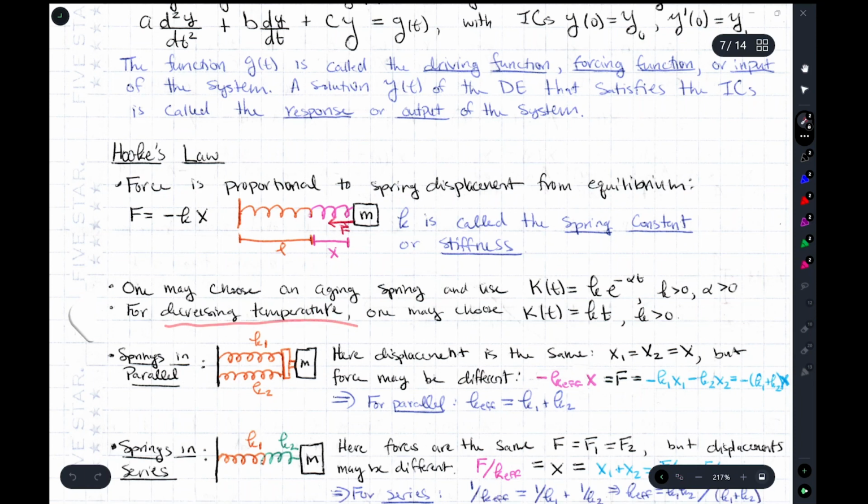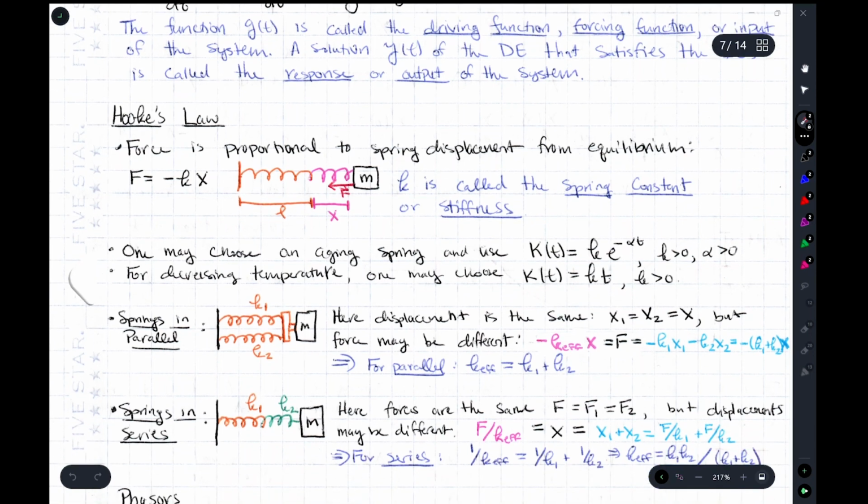And another one is like if there's a rapid decrease in temperature, the stiffness actually goes up. And you could model the spring constant as increasing linearly with time. So here you would have some temperature decreasing in time, and you get a corresponding increase in time of the spring constant.